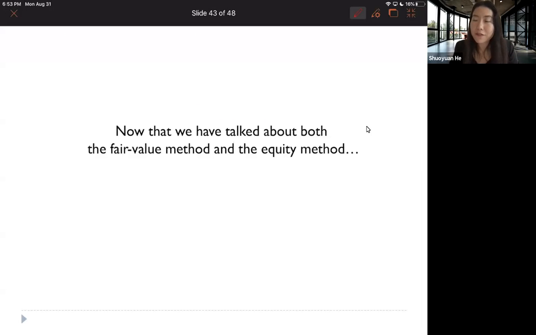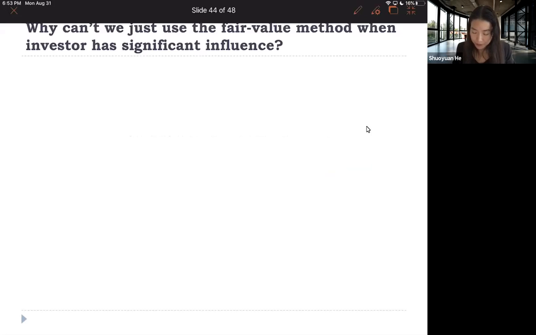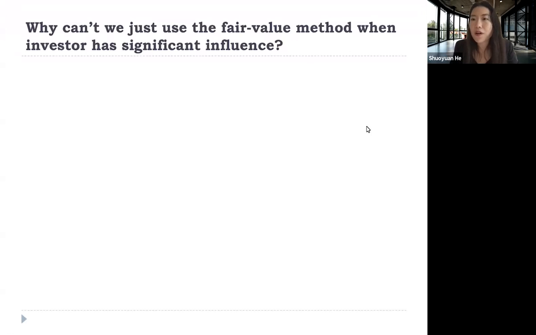So now that we have talked about both the fair value method and the equity method, I want to talk about maybe 3 additional points just to wrap up this class. So first of all, you may have wondered, why can't we just use the fair value method when investor has significant influence? Or in other words, why do we need to use the equity method instead of the fair value method? I'm going to let you think about it for a minute.